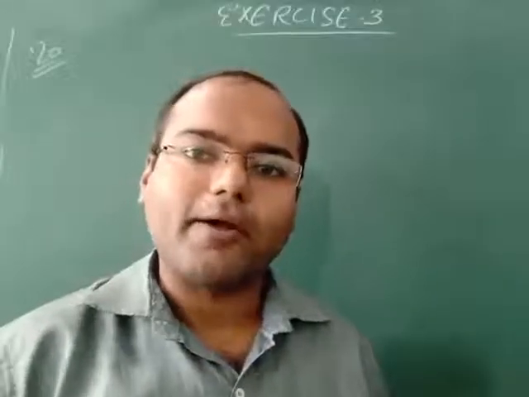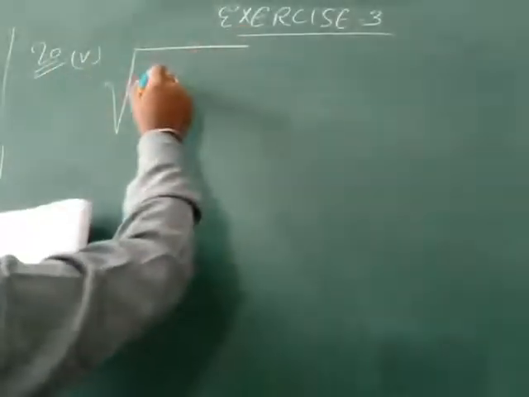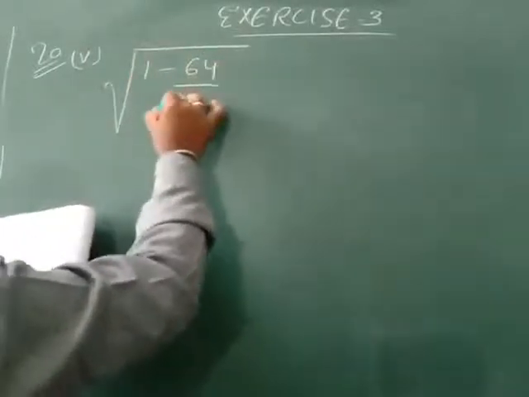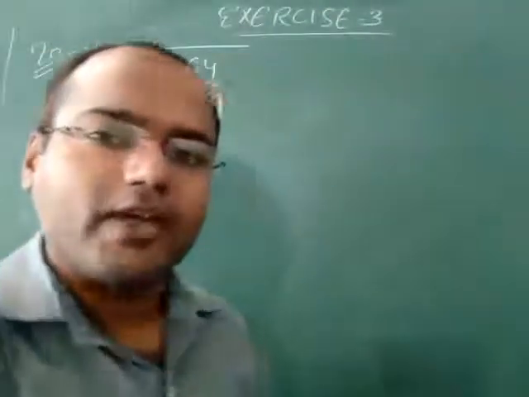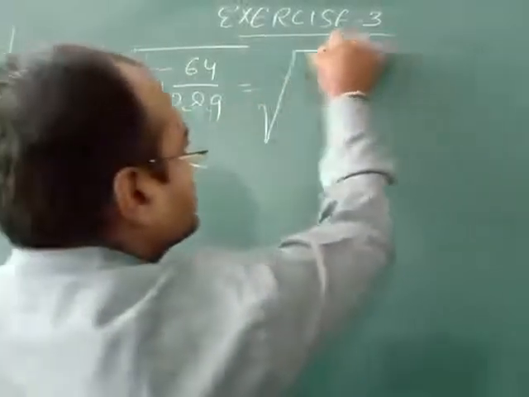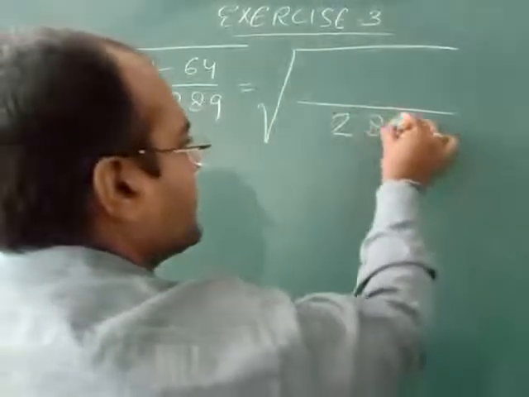Now see the fifth part. Square root of 1 minus 64 upon 289. So in this question, what you have to do? First of all you have to take the LCM. Under this you will take 1. Square root of 1 and 289, the LCM will be 289.